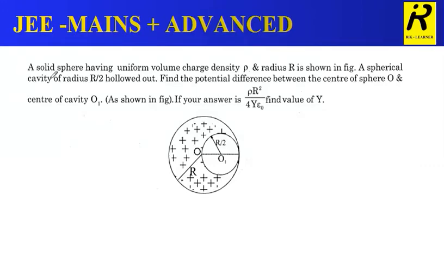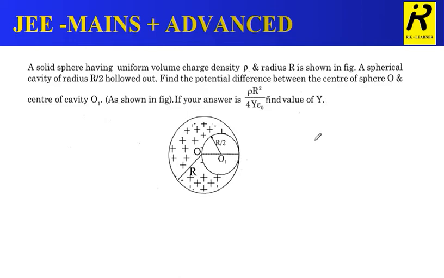The question is: a solid sphere having uniform volume charge density rho and radius R is shown in the figure. A spherical cavity of radius R by 2 is hollowed out. Find the potential difference between the center of the sphere O and the center of the cavity O dash, as shown in the figure. If your answer is rho R square divided by 4y epsilon O, find the value of y.